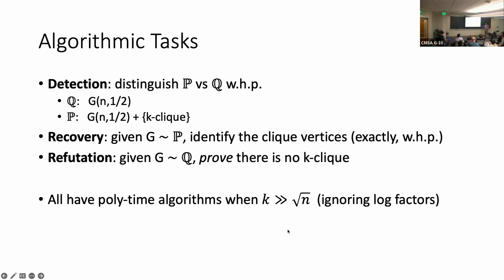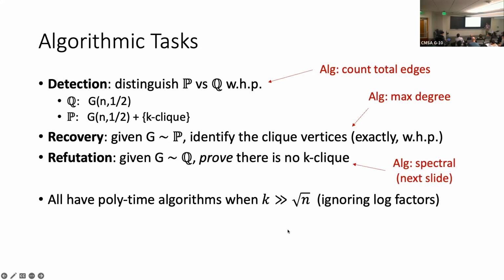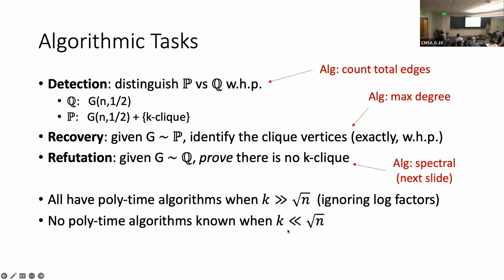I mostly just care about figuring out what power of n does k need to be. And let me quickly say what the algorithms are, because they're very simple. Let's say k is bigger than root n. How do I distinguish these two? Just count the total number of edges in the graph. How do I recover? Just pick out the vertices of largest degree. And refutation is some kind of a simple spectral argument, which I'll tell you about soon.